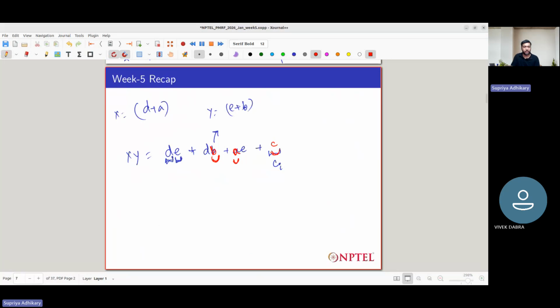Individual parties would apply this linear combination, meaning that they would compute D Bi plus Ai E plus Ci. So each of the shares Zi would be of this form. And they can use these Zi to reconstruct the Z, which is nothing but X times Y.